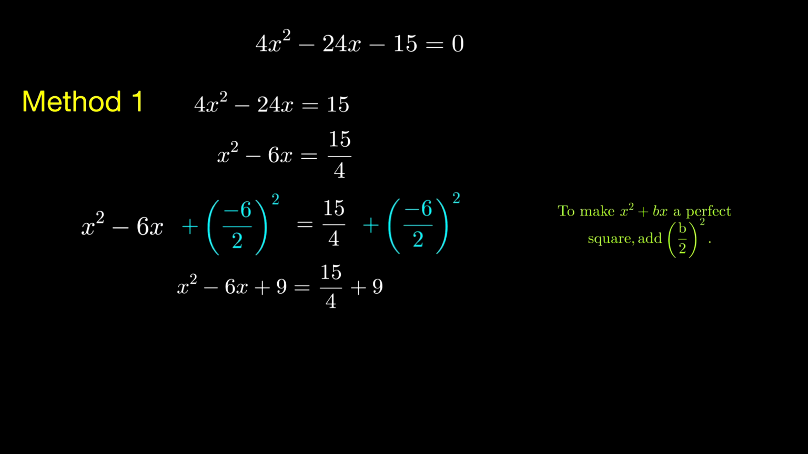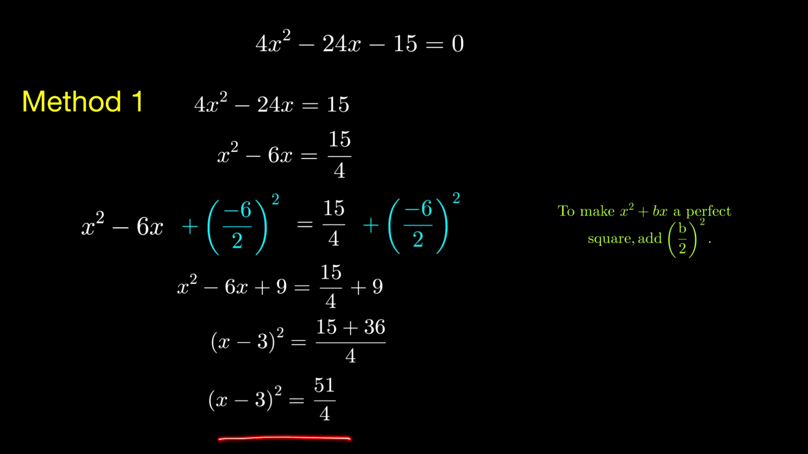And we can write the left-hand side as a square of the binomial x minus 3. So this is negative because the middle term is negative. And we can write the right-hand side as 15 plus 36 all over 4 because 9 can be written as 36 over 4. So we can write our equation as x minus 3 quantity squared equal to 51 over 4.